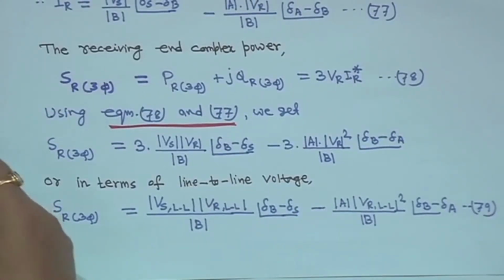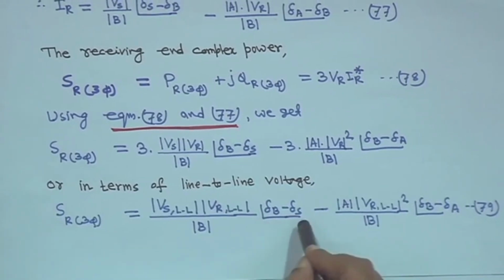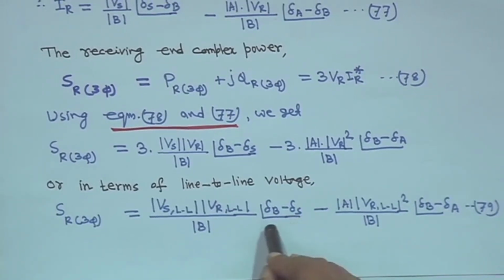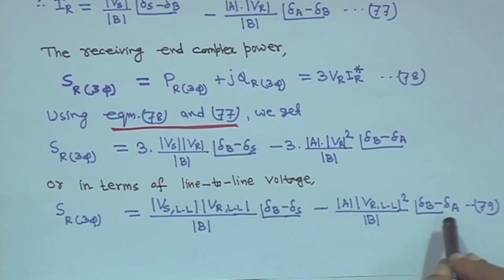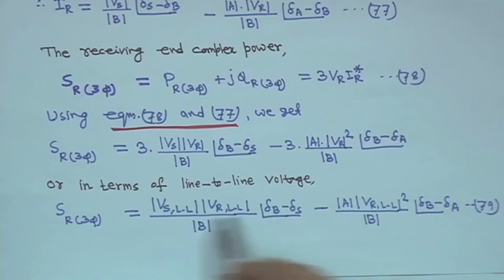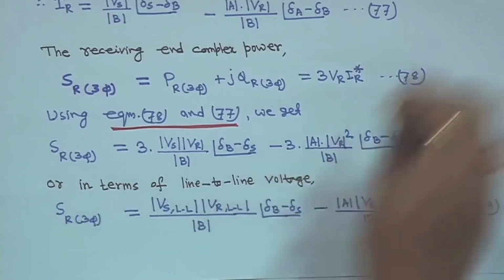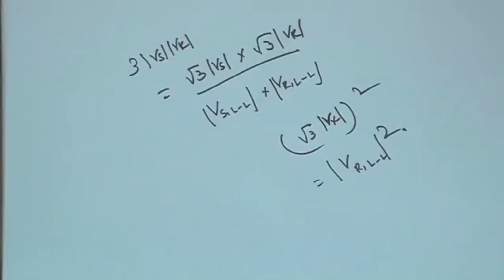Next, what you do, this angle delta b minus delta s. So, you can write this term as cosine(delta b minus delta s) plus j sin(delta b minus delta s). Here also, cosine(delta b minus delta a) plus j sin(delta b minus delta a). So, multiply and then you separate real and imaginary part, right.